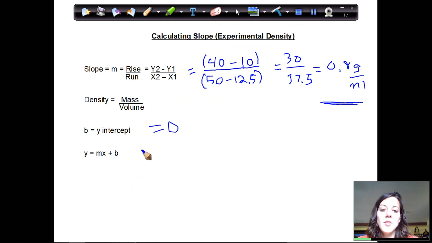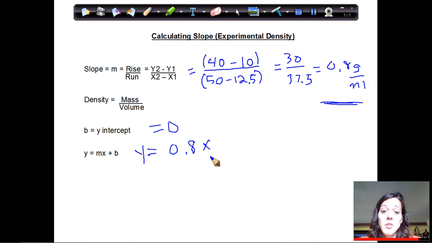The equation of the line is y equals mx plus b. So y equals the slope, which is 0.8, times x, plus b. In this case, b is 0. So the equation of the line is just y equals 0.8x.